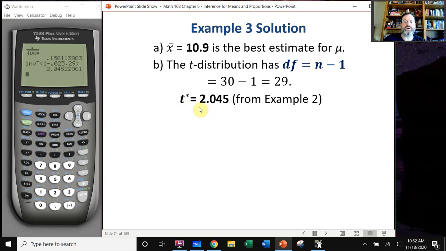We already did the t star, right? We did that in example 2. So s over square root n, 4.8 divided by square root of 30 is 0.876. Go ahead and check that on your calculator. Make sure you can get it.